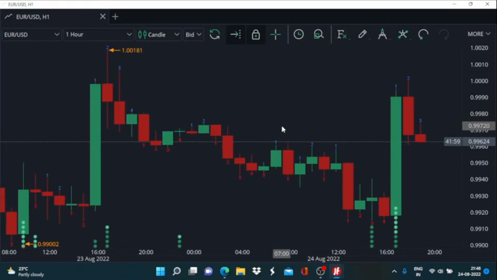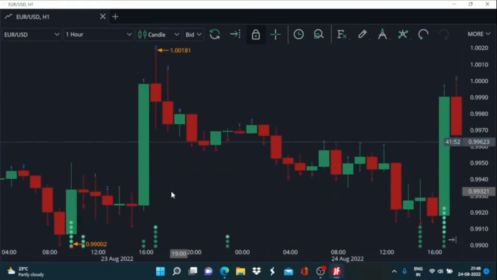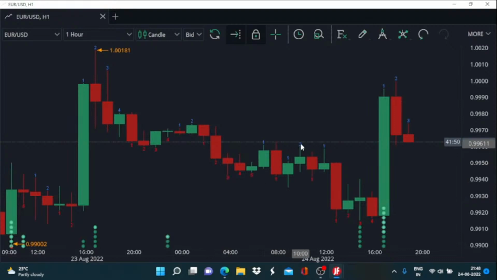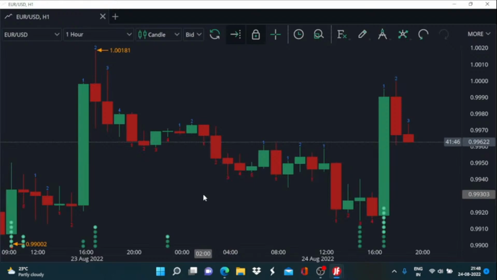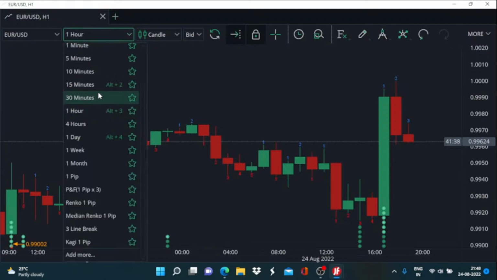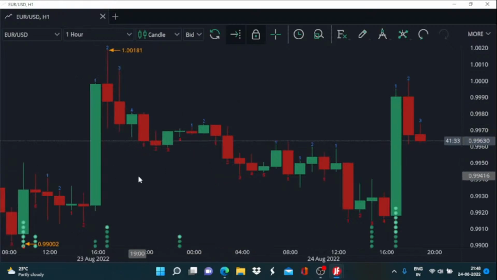So this is one of the possible uses. There are many ways you can utilize this indicator. Now let us see what can be done. Generally, we don't really get many editing options with this indicator, as there is not much to edit. All you can do is change the candle time frame. We don't really have any editing option given to us.